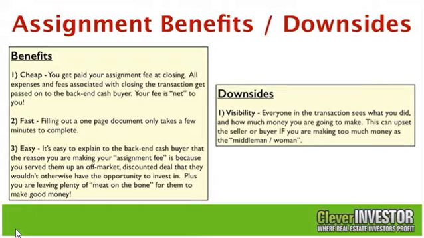Then all of a sudden they start looking at it, they're talking to their business partner or their lender, or they're talking to their significant other, their spouse, and they're starting to realize, wow, this wholesaler, they're making $10, $20, $30, $40, $50,000, and they're not even touching the property. Maybe I'm not getting that great of a deal on it after all.